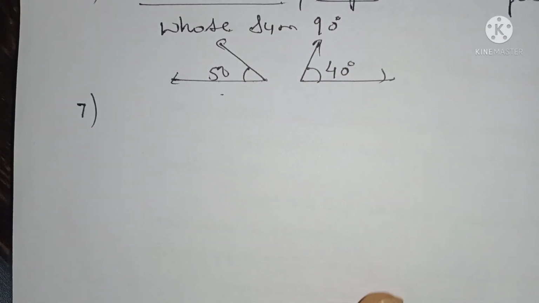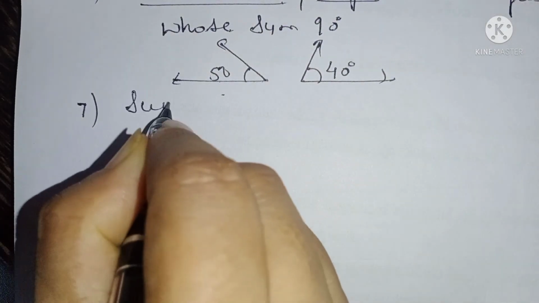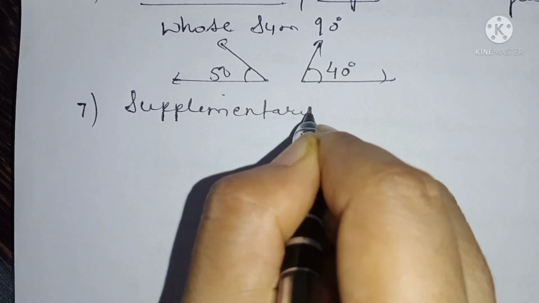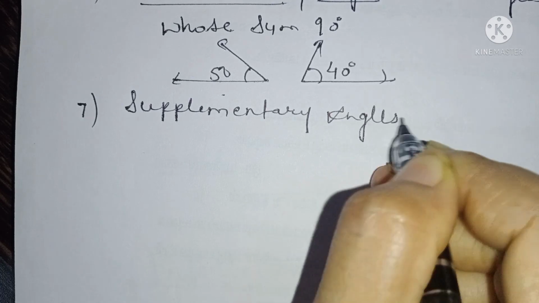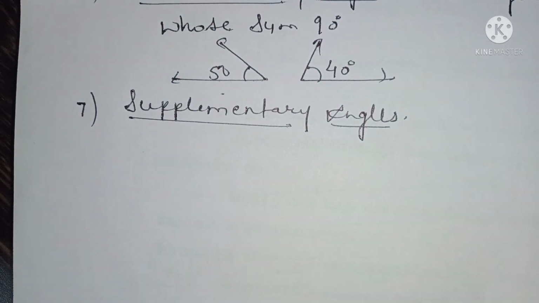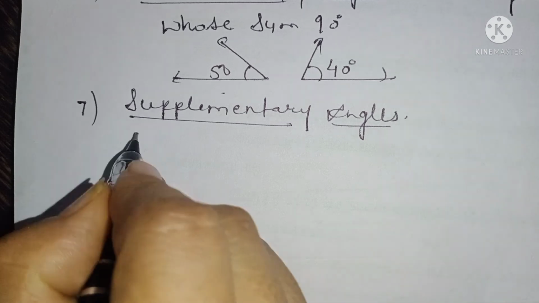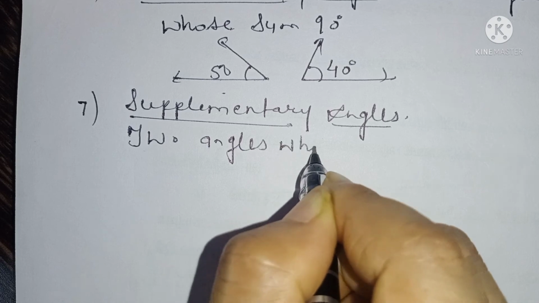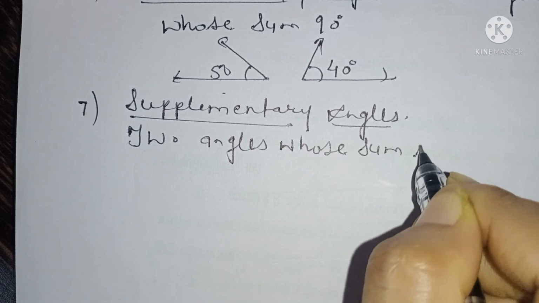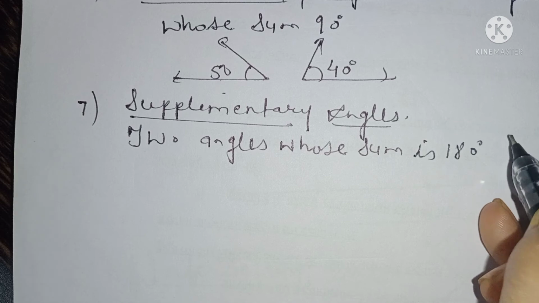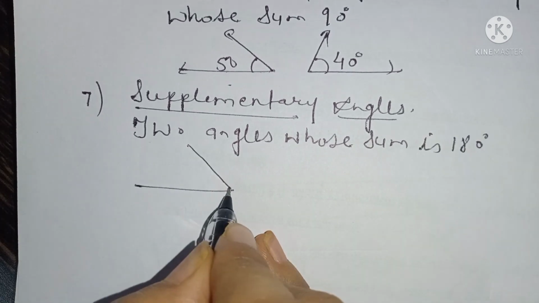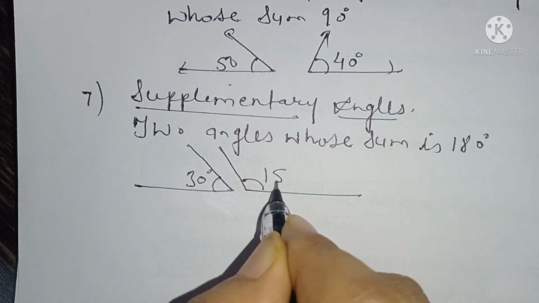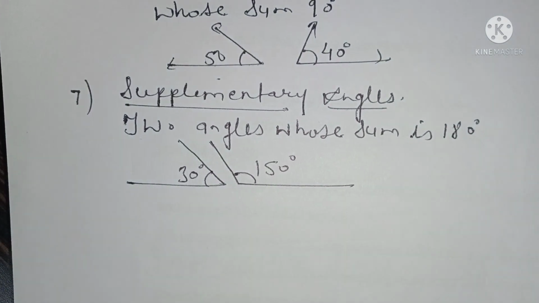Now the next type of angle is supplementary angle. A supplementary angle also measures 180 degrees, but it is not a single angle like a complementary angle. Supplementary angles are again two angles, two angles whose sum should be 180 degrees. Whose sum is 180 degrees is known as supplementary angles. For example, suppose this angle is 30 degrees and this angle is 150 degrees. So 150 plus 30 is 180 degrees.